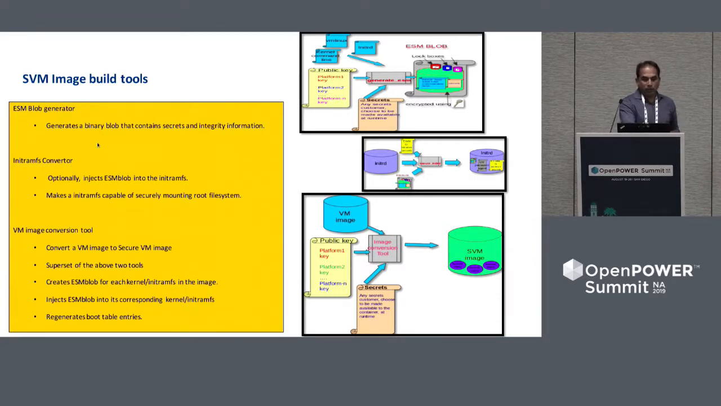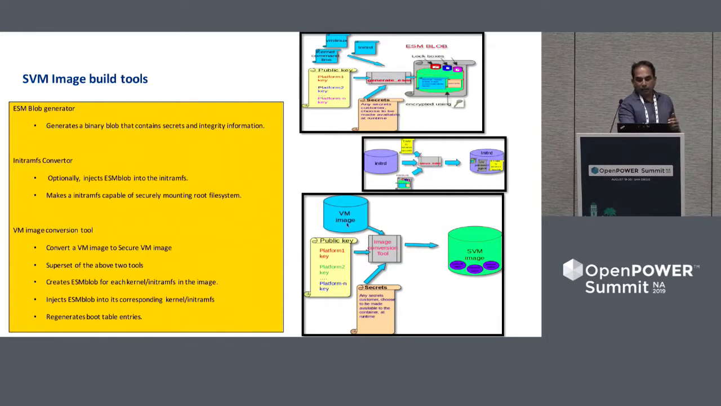That tool, along with the ESM blob generator tool, is used by this higher level tool, which we call the image conversion tool. What it does is it takes a normal virtual machine image, you pass it to this tool, and it will generate a secure virtual machine image. The main difference between a normal virtual machine image and a secure virtual machine image is that it has put these ESM blobs inside each of the initRDs for the corresponding kernels. That's the main thing it does.